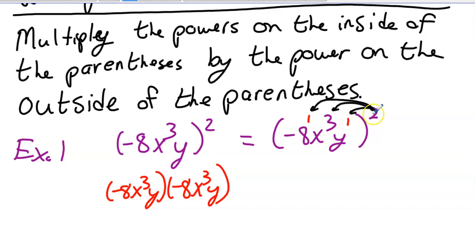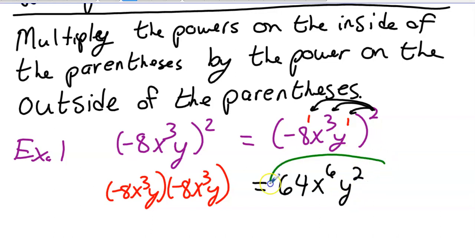Okay, so whether you think about it this way or this way, you've got negative 8 times negative 8, that's a positive 64. For this one, 2 times 3 makes that x to the 6th, and for the y, 1 times 2 is 2. And that would be your final answer for that one.